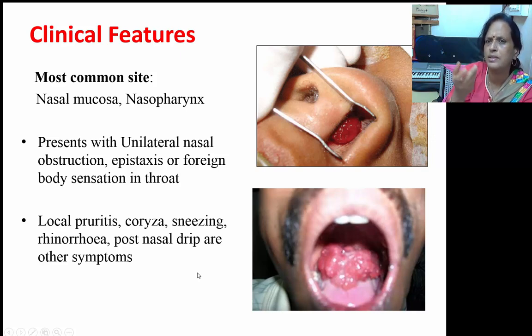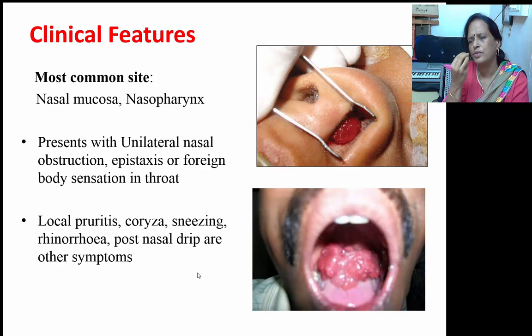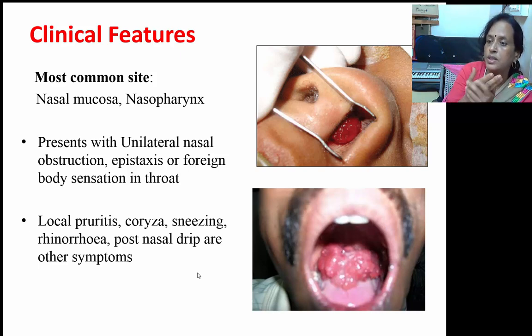So the organism easily enters the nose through nasal mucosa and then nasopharynx, the most common sites that are affected. And what happens? Once the organism enters, that leads to an inflammatory process, and we call this a chronic granulomatous inflammatory lesion. And the affected individuals present with nasal obstruction. It could be unilateral nasal obstruction, or they may say bleeding through the nose, epistaxis, or they may say there is some foreign body sensation in the throat.